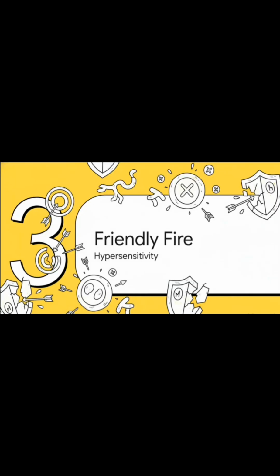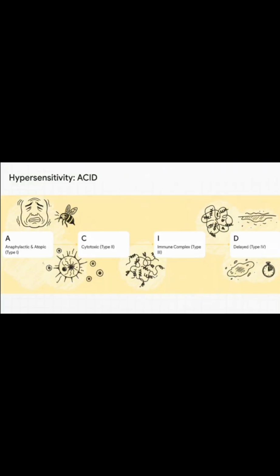And now for the main event. What happens when this incredibly powerful system goes wrong? We are now opening the case file on friendly fire. That's when the immune system gets confused and starts attacking things it really shouldn't. So there are 4 main ways the immune system can overreact, and lucky for us, there's a fantastic mnemonic to remember them. Just think ACID.